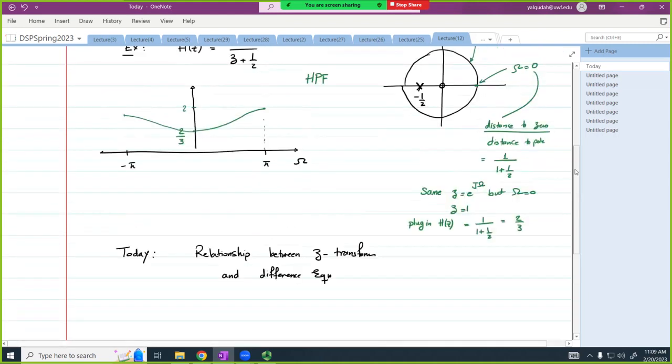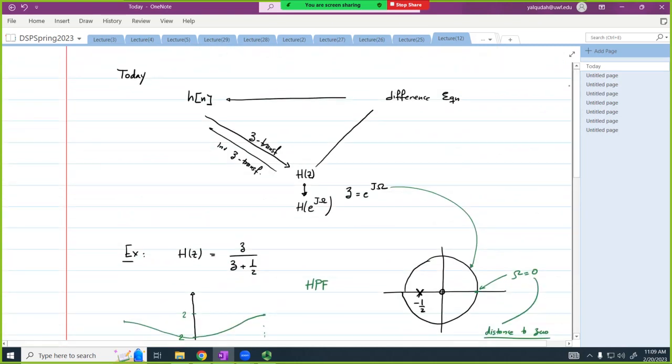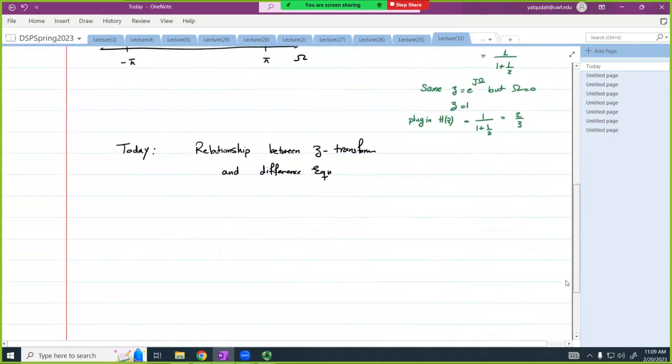And of course, I want to emphasize, once you have all these relationships figured out, this is really the core of the course. If I can go from h of n to a difference equation to h of z to h of omega, then you'll have a very good understanding of all these different representations. So how do we go between the z transform and the difference equation?